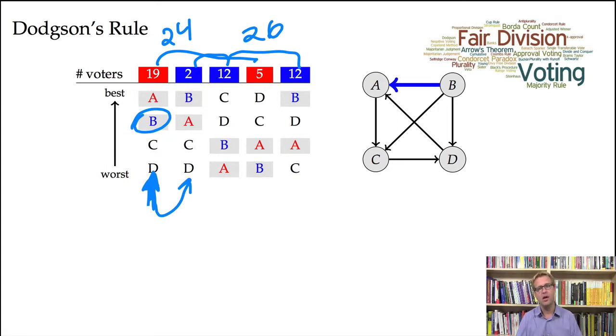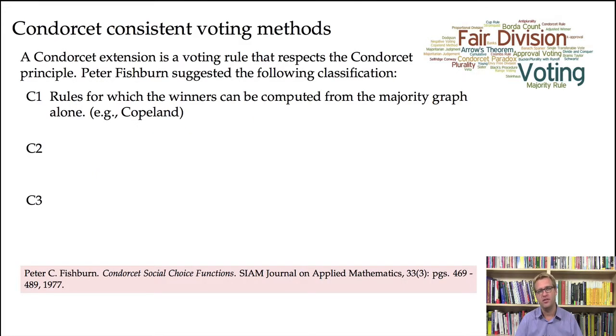We can find many examples where the winner under Black's method and the winner under Dodgson's method are not actually the same. All right, so Peter Fishburn has studied all of these Condorcet consistent methods and proved a number of very general and interesting theorems about them. One of the interesting things that you can find in this paper is a way of characterizing different types of Condorcet consistent methods. The first class or type of methods that Fishburn wants to categorize together are those methods from which the winners can be computed by simply looking at the majority graph alone. So in order to calculate the winner, all you have to do is look at the majority graph. For example, the Copeland method is an example of a Condorcet consistent method that falls into this class.